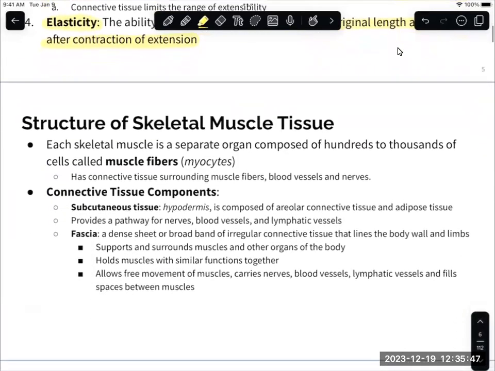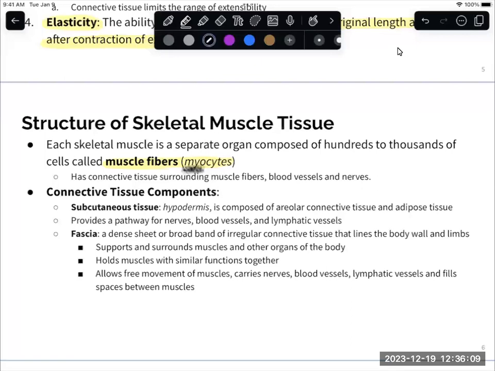So let's look at what makes up a skeletal muscle. Skeletal muscles have hundreds to thousands of cells, muscle fibers, or myocytes. Myo means muscle. So whenever you see myo, we're talking about muscle.